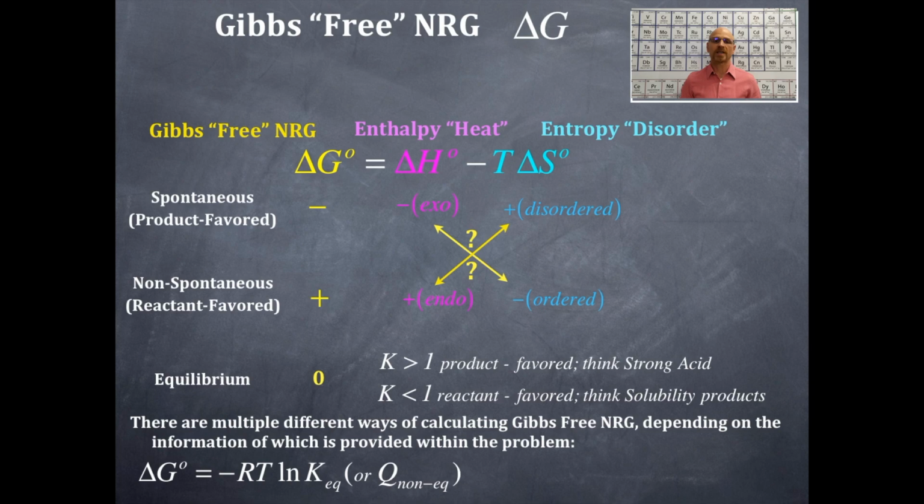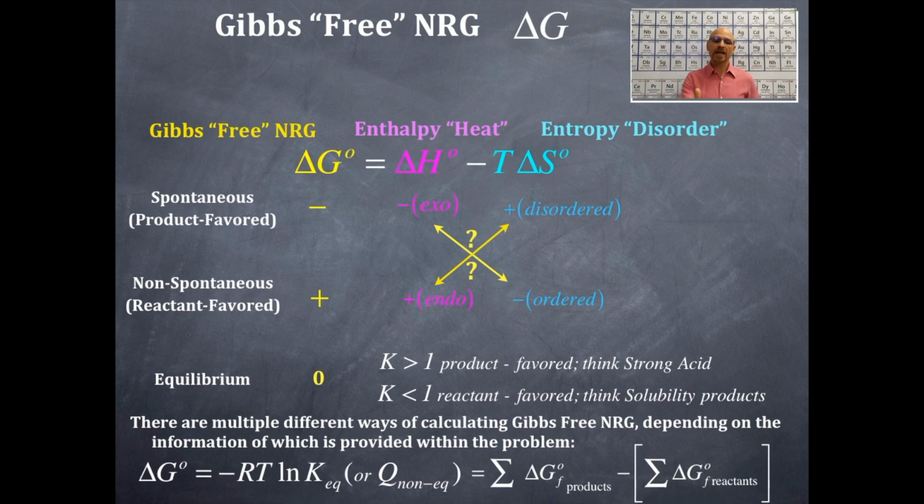Okay, there's another way to write the delta G. It again depends on the information we are given. If we are given a table of values of the delta G naught of formation, then we can look those up and just do products minus reactants. Remember the naught: the N stands for standard conditions, 1 atmosphere pressure and 25 degrees Celsius or 298 Kelvin. It would be the products minus the reactants, and then we can calculate the delta G that way. So there are a variety of different ways of calculating delta G, dependent upon the information given.